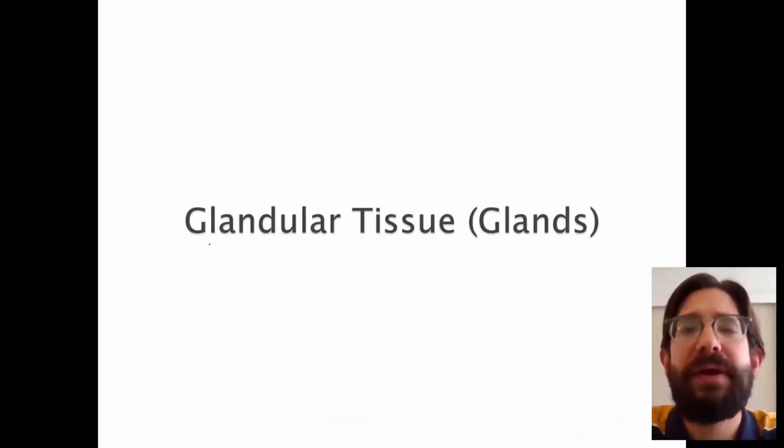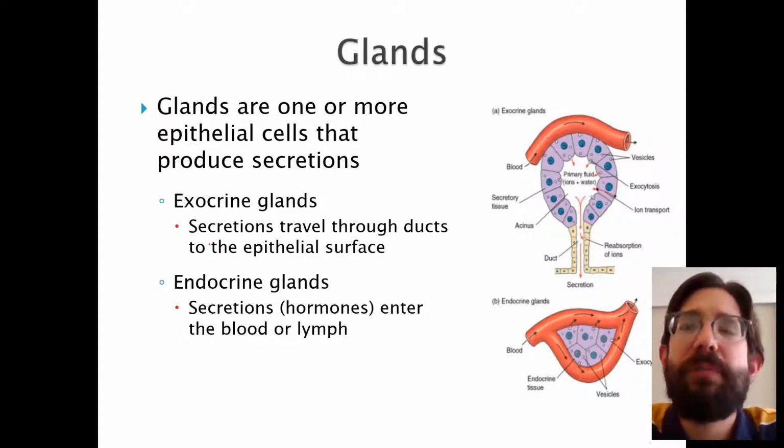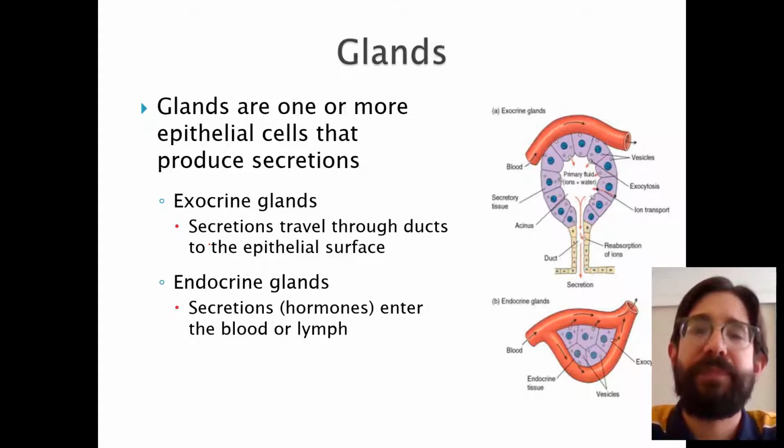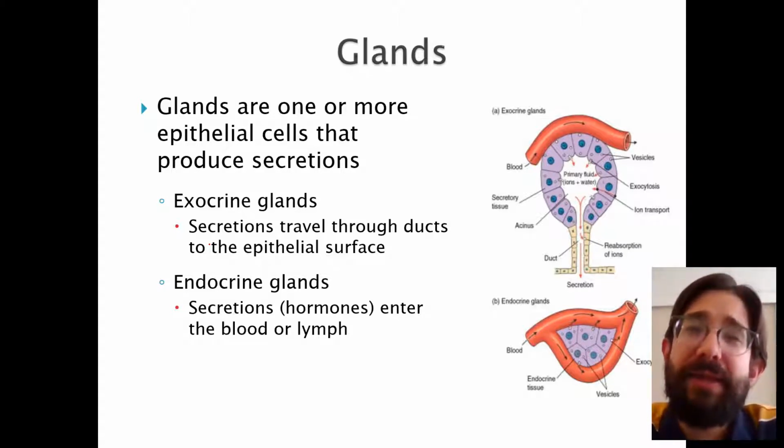Okay, so we'll finish by talking about glands, because glandular tissue is made out of epithelial tissue. Glands are one or more epithelial cells that make some kind of secretion. And there's two types of glands. Exocrine glands make stuff that will directly or indirectly exit the body. So these secretions will go through ducts to reach the epithelial surface.